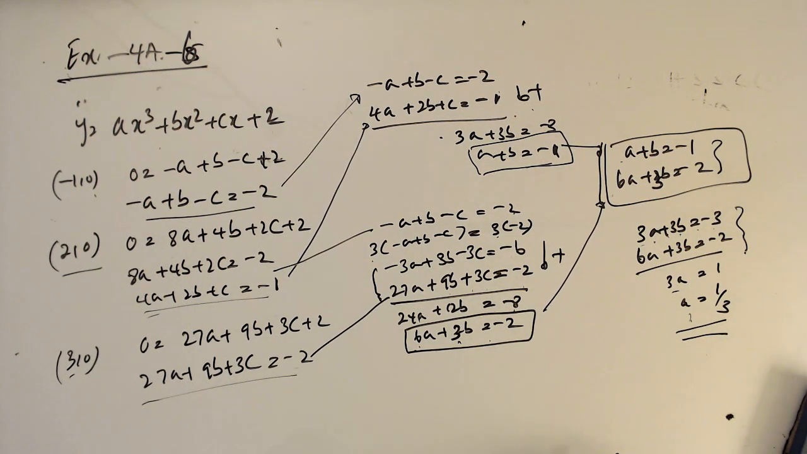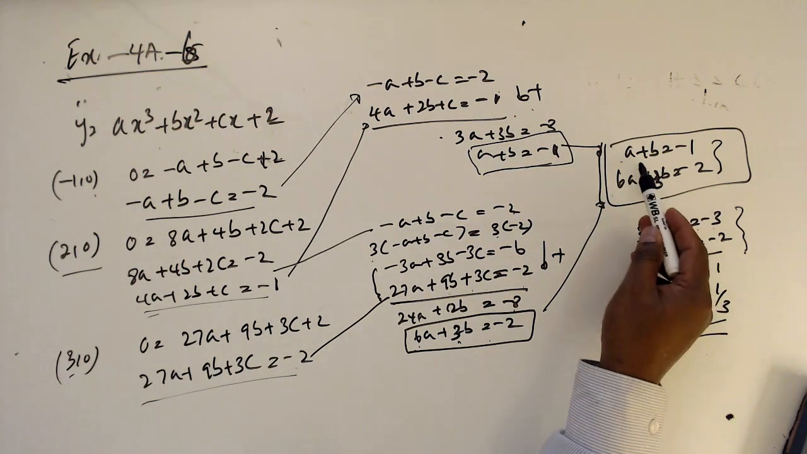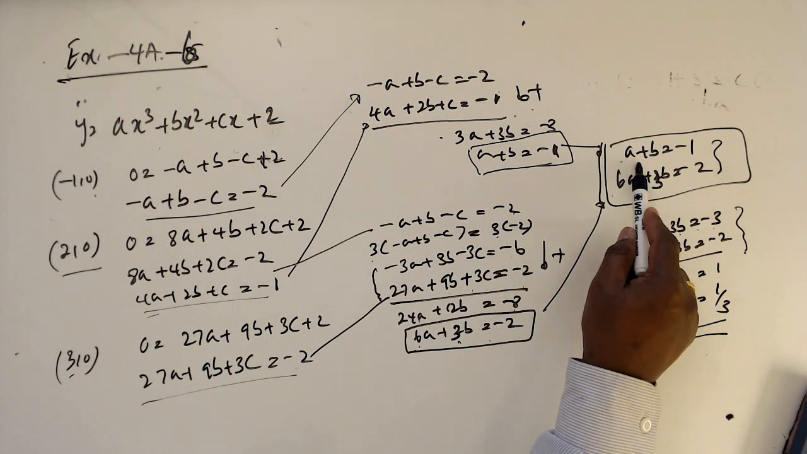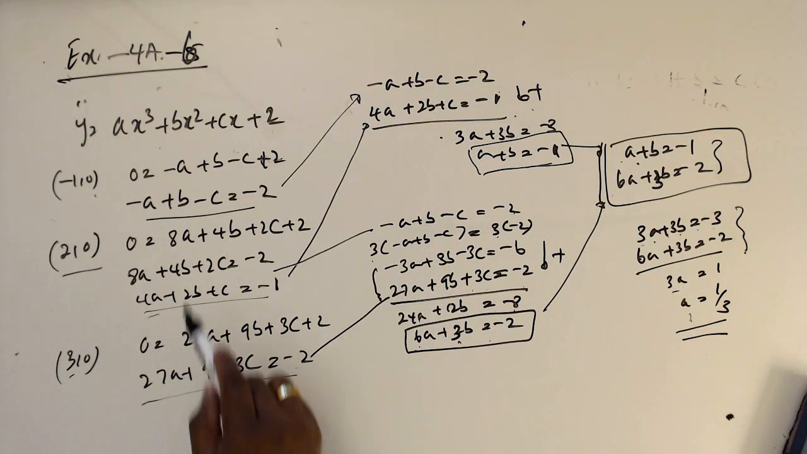So this is the plan you can implement to get the answer, but this is very lengthy. When you have a equals 1 over 3, you substitute it to get b. Then when you know a and b, substitute into any of the equations to get c.